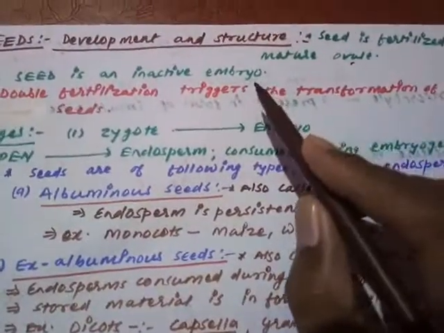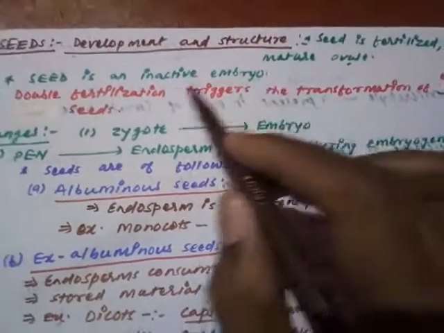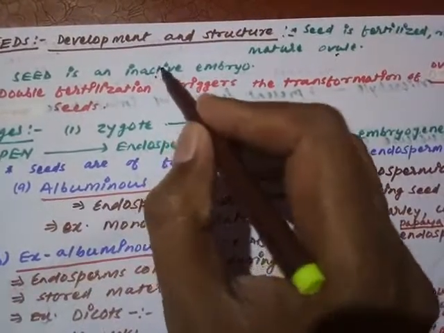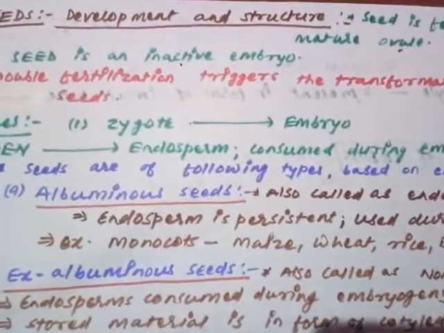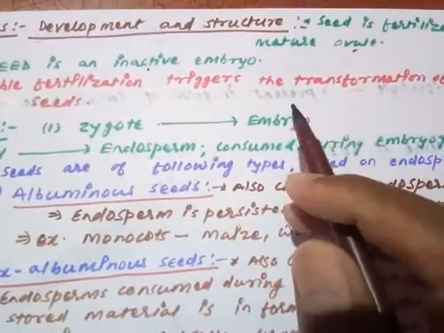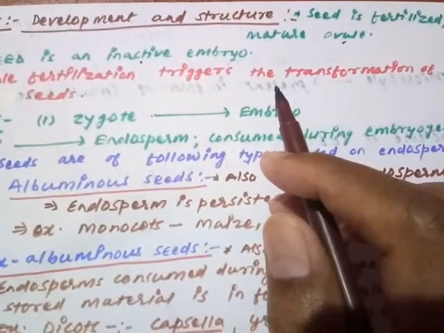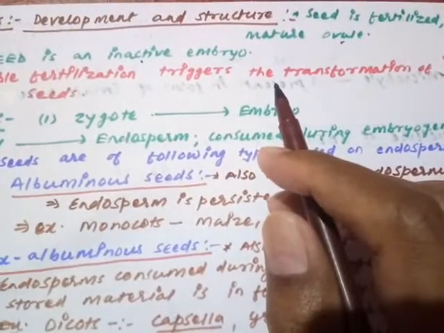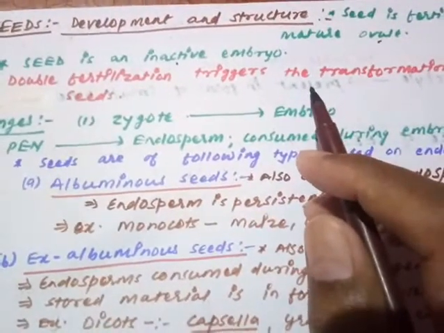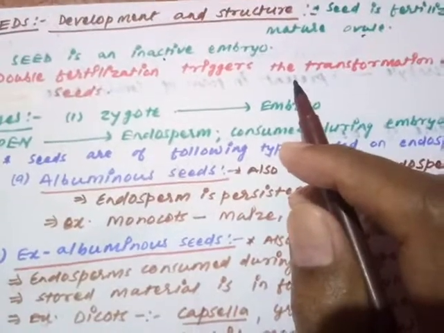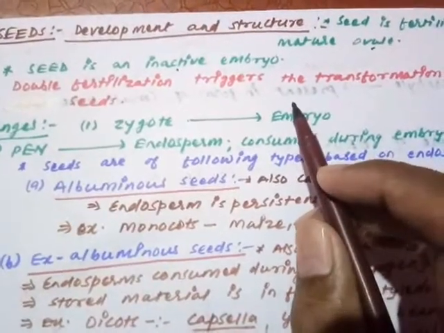One very important concept about the seed is that seed is considered as an inactive embryo. What is the meaning of inactive embryo? Just try to understand. My dear students, normally the activity of embryo is considered as the capacity of germination of the embryo. Whenever the embryo is active, the embryo is going to germinate itself and form the new plant. Here you can observe very well, the seed can remain for a longer time without germinating itself. So that is why the seed is considered as an inactive embryo.